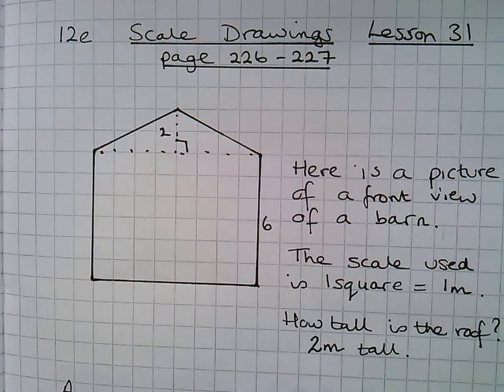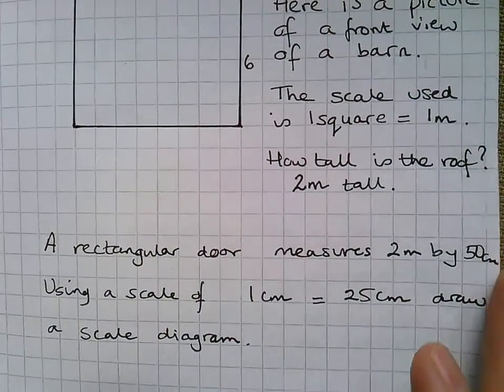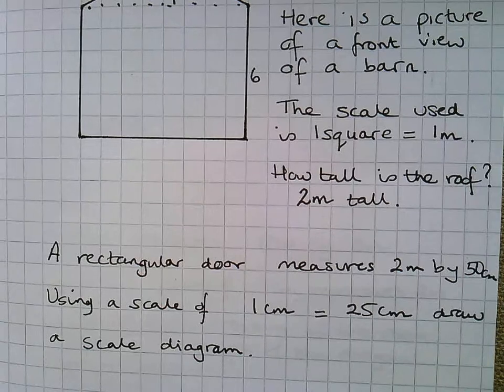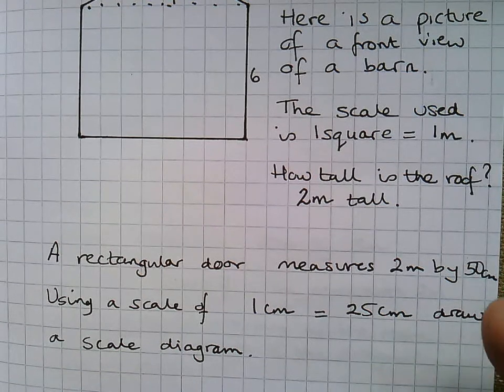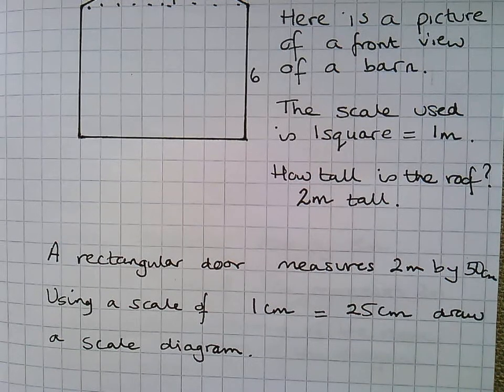Okay, next question. Going on to this one here. It says a rectangular door measures 2 metres by 50 centimetres. So that's the real measurements for it. Using a scale of 1 centimetre is 25 centimetres, can we draw a scale diagram? If you want to pause the video and have a go yourself, just draw it out now. Absolutely do that, that's completely fine. If not, I'm just going to continue with my explanation.